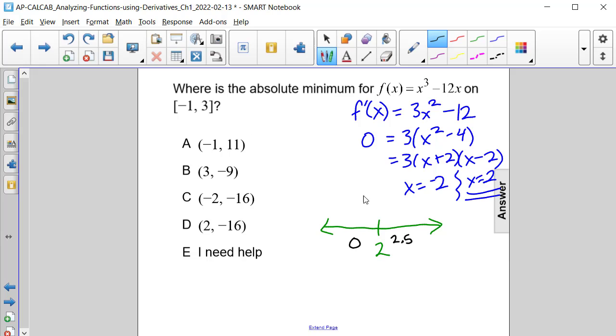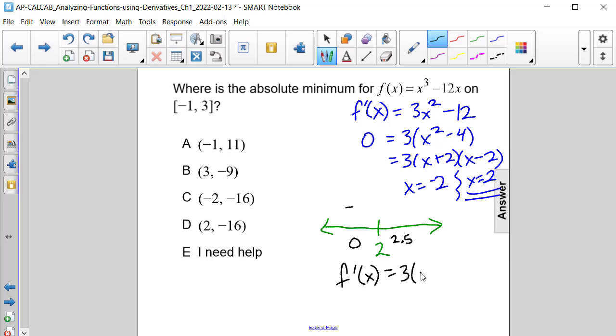It still works. If we substitute 0 into our derivative, and I'll use the factored form of f prime of x, or actually, you could use the regular one. You'll just be left with -12. Well, that's negative. And then if we do +2.5, I will use the factored form for that one.